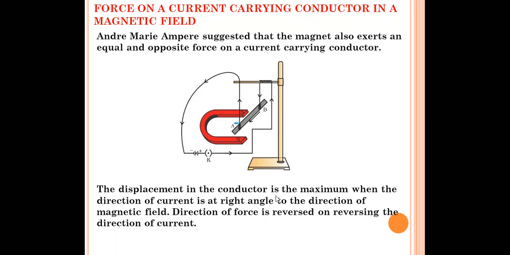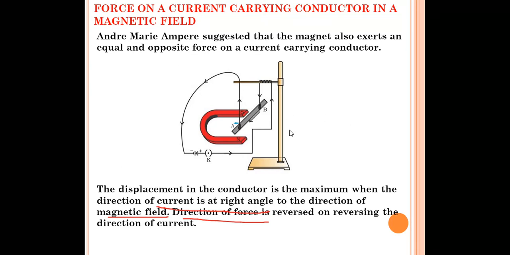The displacement in the conductor is the maximum when the direction of current is at right angles to the direction of the magnetic field. Right angle means 90 degrees. The direction of force is reversed on reversing the direction of the current. How can we change the direction of the force? By changing the direction of the current.